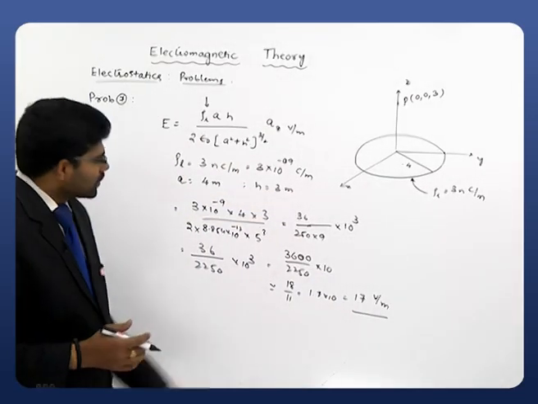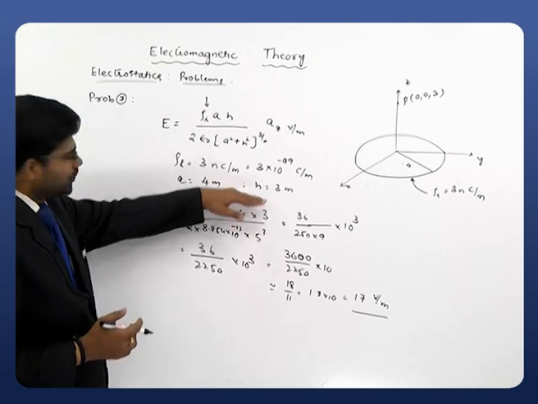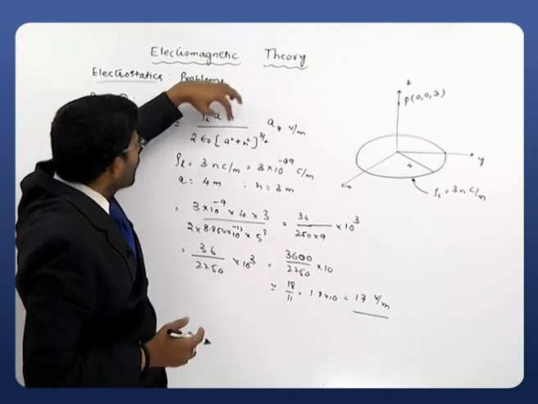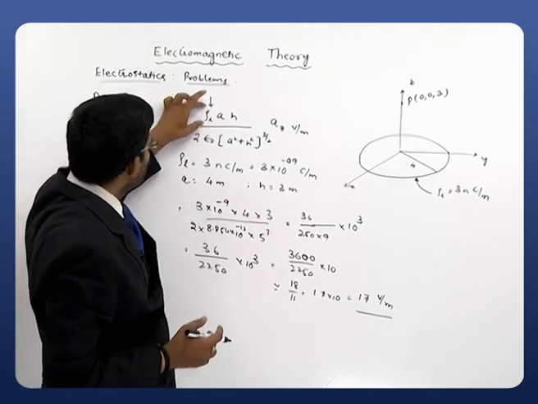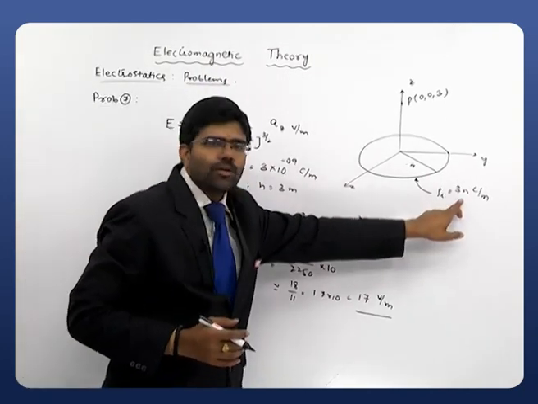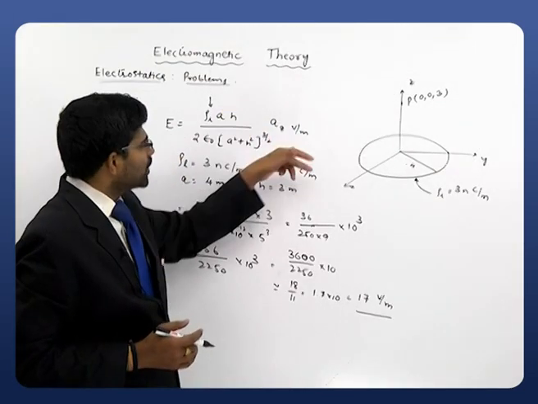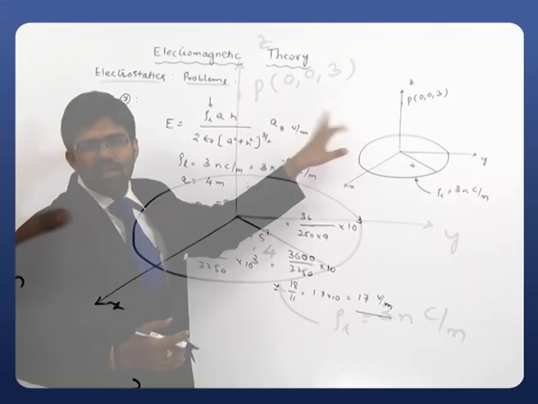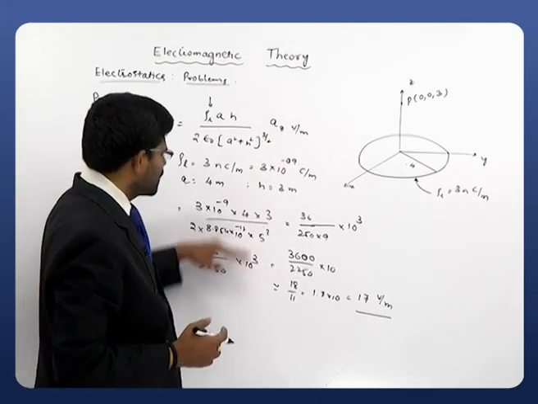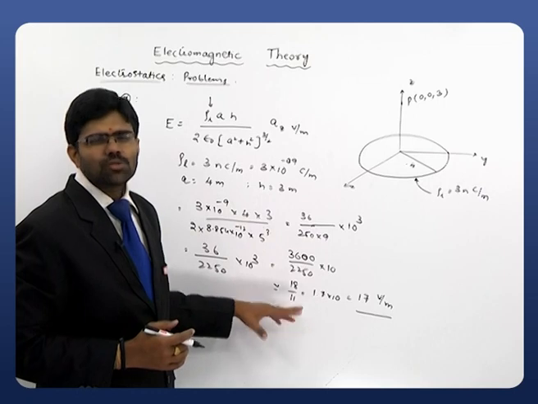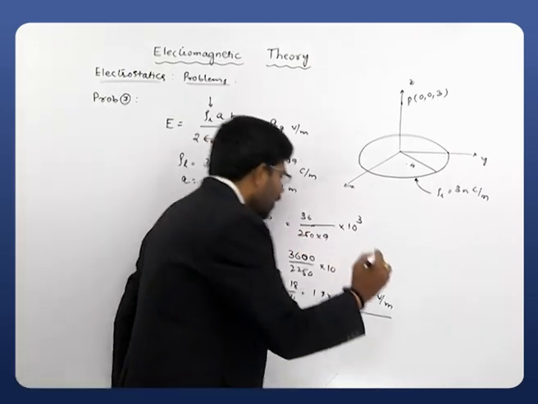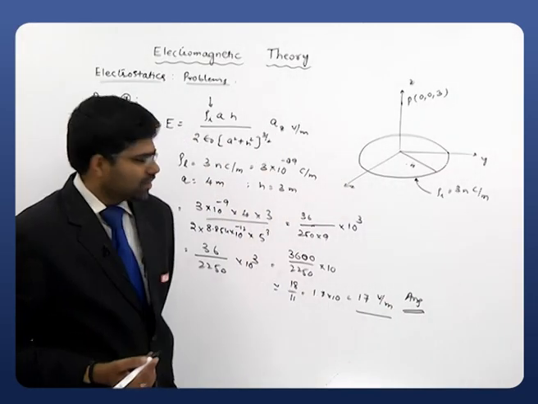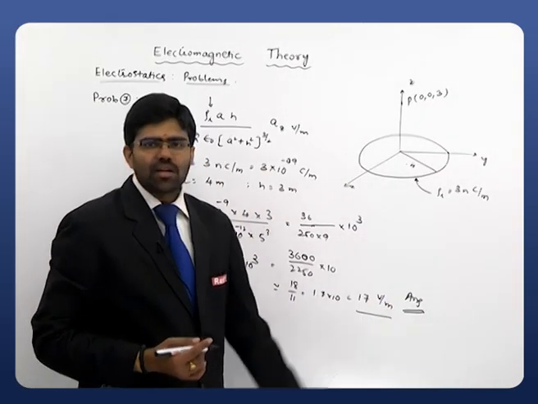So clearly, just up to this part, we have to observe that we need to correlate the data which is given to us with the formula we have, that E is equal to rho L, the line charge density which is given to us. Next, A is nothing but the radius of the ring. H is the height of the point where we are calculating our electric field intensity. The remaining is just a mathematical solution that we have to solve using our calculator. So 17 volt per meter is our answer.